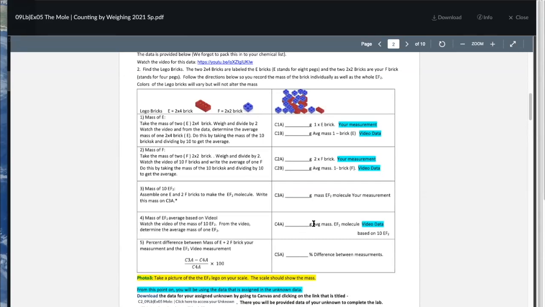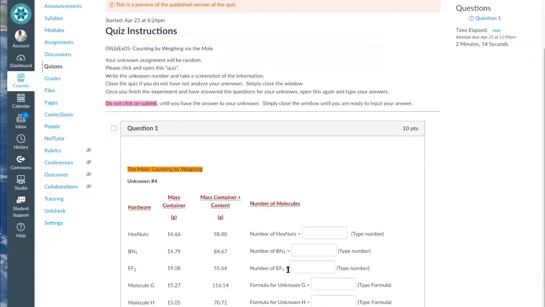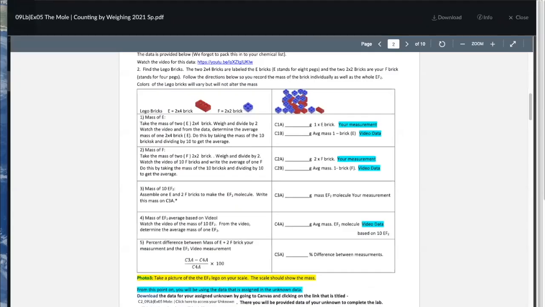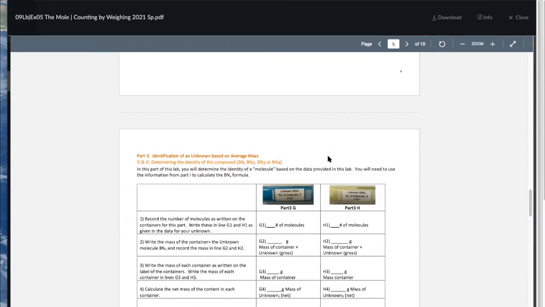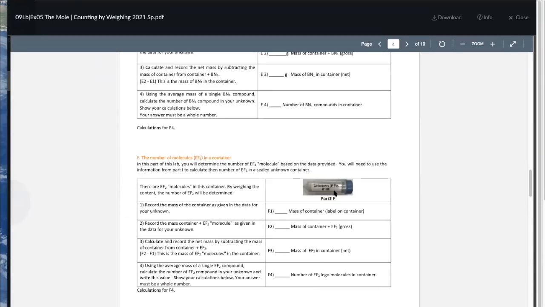If you get the average mass, that'll be a better indicator rather than your particular mass. C3A, use C4A. And when you do that, then you can tell me how many EF2 molecules are in this container right here. Pretty easy, okay? It's not that difficult.